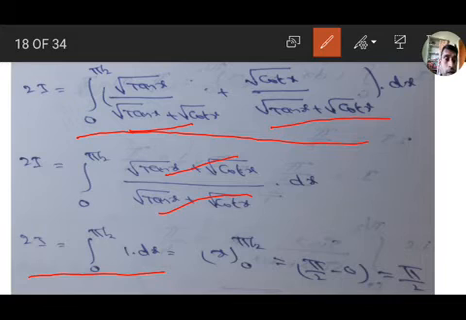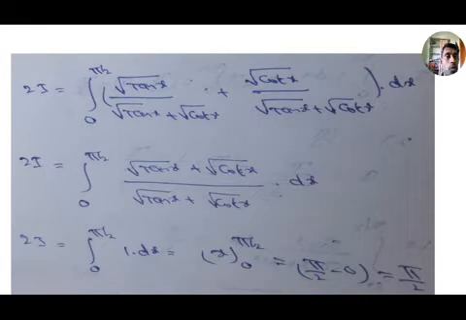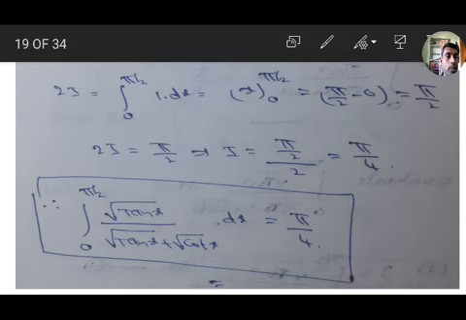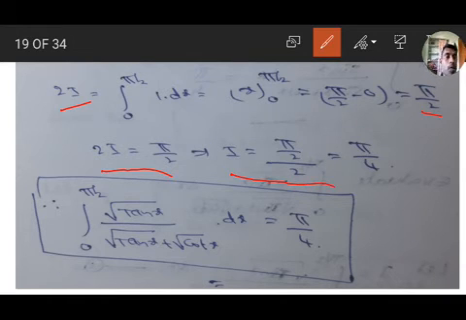Integration of 1 is x, from 0 to pi by 2. So upper limit minus lower limit, pi by 2 minus 0, that is pi by 2. So 2I equal to pi by 2, implies I equal to pi by 2 by 2, that is pi by 4. Therefore I equal to pi by 4.